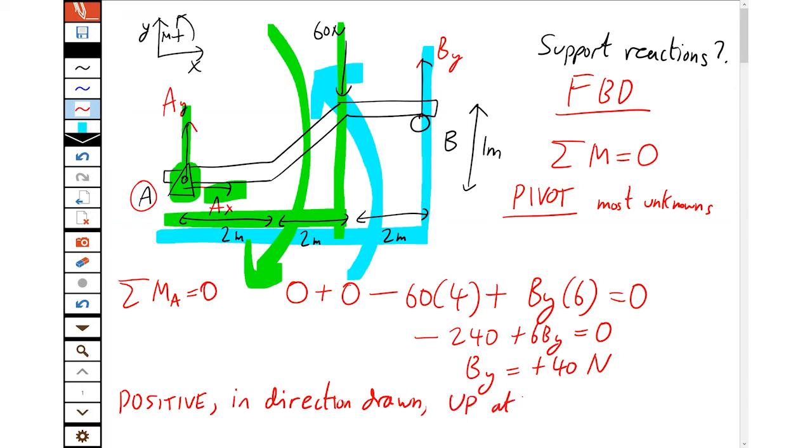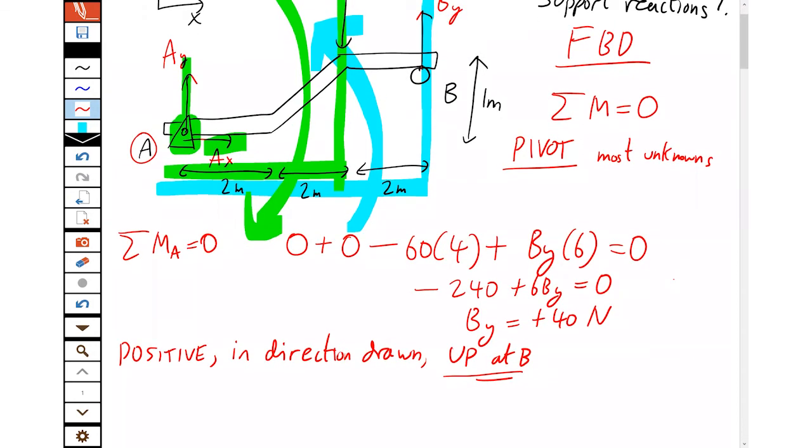up at B. That's a little habit to get into. Later on, in trusses and frames, we're going to have multi-component things, so you always want to say where this value is. We've done the moments. Next, we can do the forces.